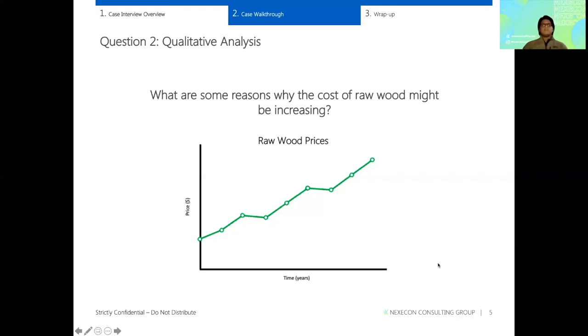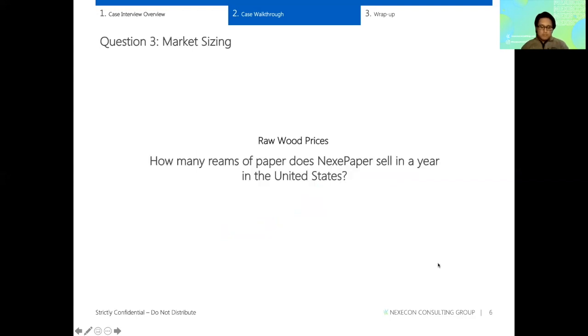We're going to shift gears a little bit here and move on to a market sizing exercise. We recently upgraded from keeping our data in physical books to data servers. And in the move, we lost some important data. We want you to figure out how many reams of paper Nexapaper sells in a year in the United States, assuming that Nexapaper owns 30% of the overall paper market.